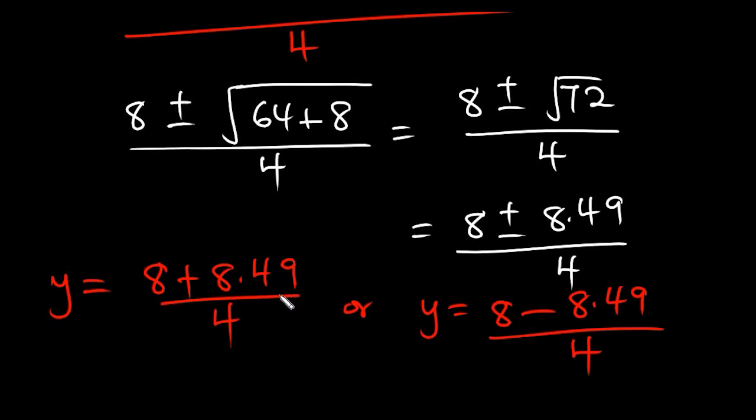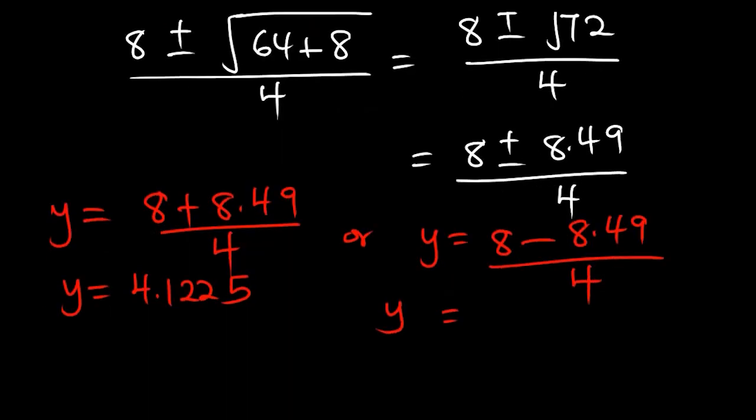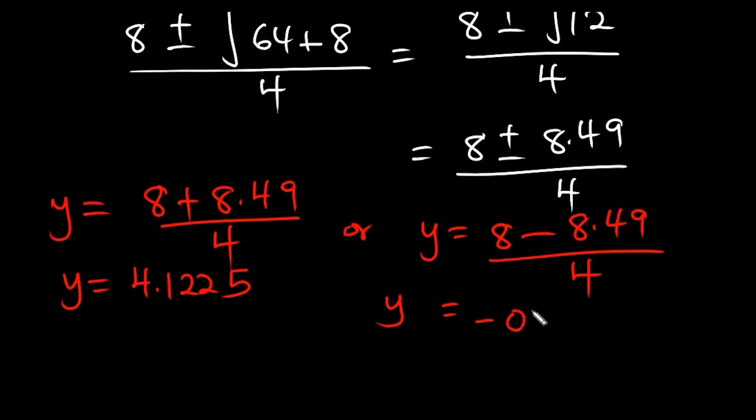So the first one, 8 plus 8.49, that's 16.49, and then we have to divide that by 4. So the first value of y is going to be 4.1225. Then the second one, 8 take away 8.49, and then we have to divide that by 4. So the second value of y would be negative 0.1225.